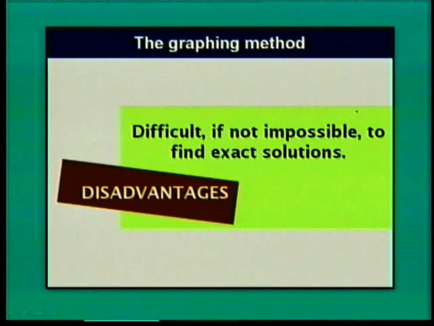It's difficult, if not impossible, to find exact solutions. If both coordinates of your solution are not integers, it's almost impossible to determine the solution graphically. And unless you're a master grapher like Candace, you might not even be able to figure out the solution when both coordinates are integers. So that's a major drawback of the graphing method.